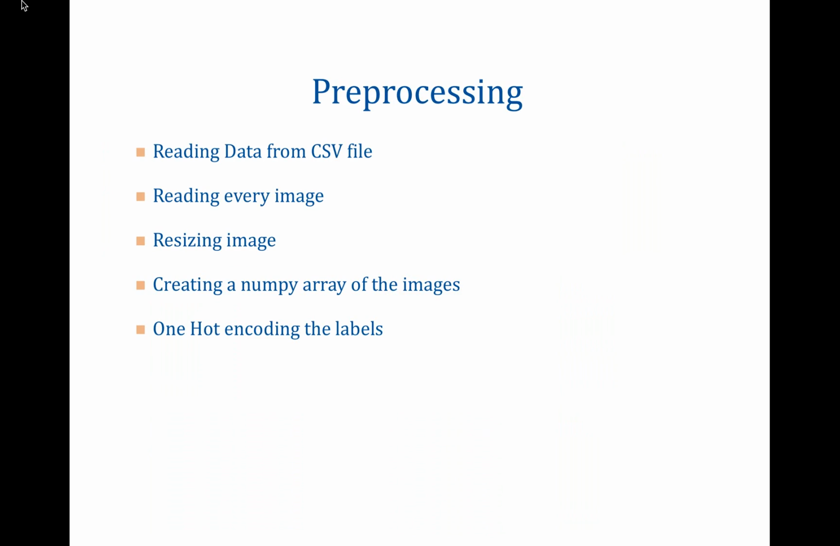So pre-processing. Before we put the image into a machine learning classifier and get the predicted labels, we have to do some pre-processing. Some pre-processing steps which we have to follow are reading the data from the CSV, reading every image, resizing the image due to computational constraints, creating a numpy array of the images which will be fed to the classifier, and creating one hot encodings of the labels, which is very important so that the labels are compatible with the neural network output.